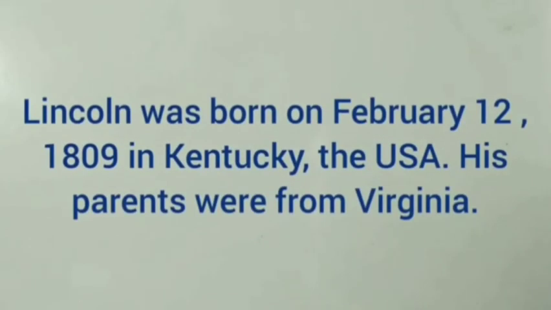Here you will get some personal information about Abraham Lincoln. That is, Lincoln was born on February 12, 1809 in Kentucky, the USA. If you are asked where he was born, you have to answer Kentucky. In which year? Yes, February 12, 1809. Here also you will get his parentage: his parents were from Virginia. If you are asked where his parents were from, you can answer Virginia.